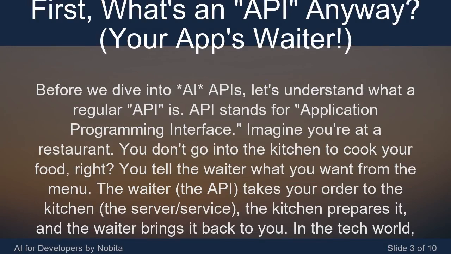Before we dive into AI APIs, let's understand what a regular API is. API stands for Application Programming Interface. Imagine you're at a restaurant. You don't go into the kitchen to cook your food, right? You tell the waiter what you want from the menu. The waiter, the API, takes your order to the kitchen, the server or service, the kitchen prepares it, and the waiter brings it back to you. In the tech world, your app is like you. The waiter is the API, and another program or service is the kitchen. It's how programs talk to each other.